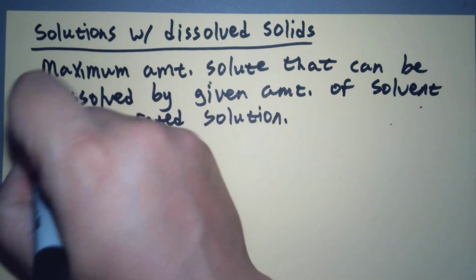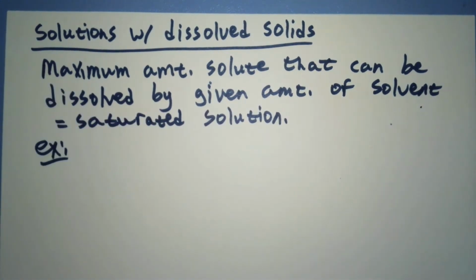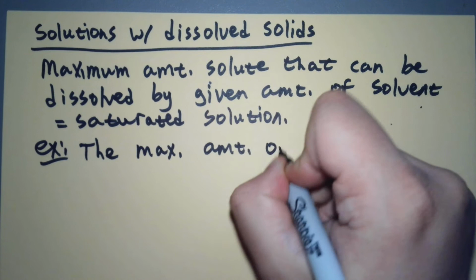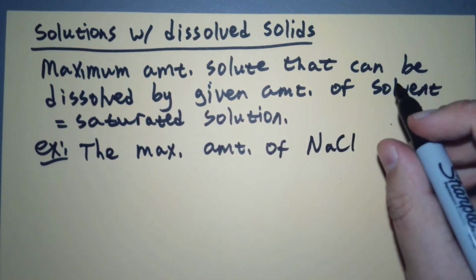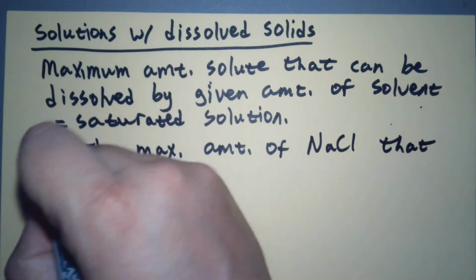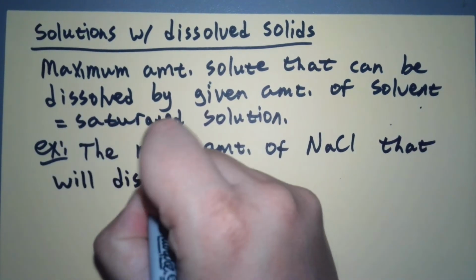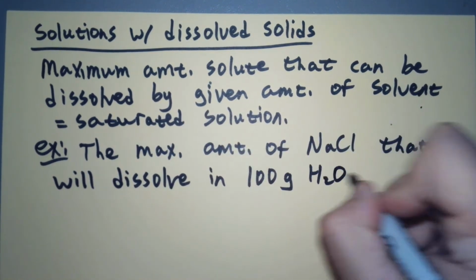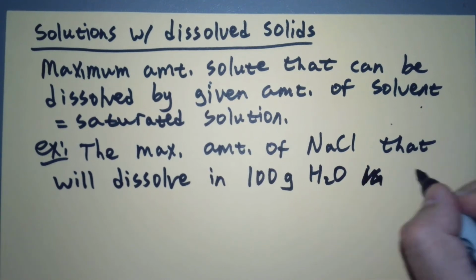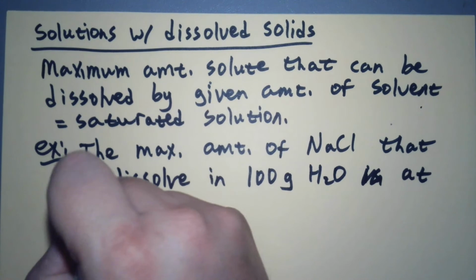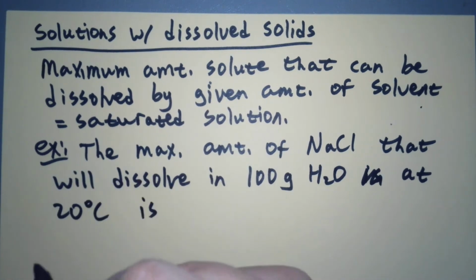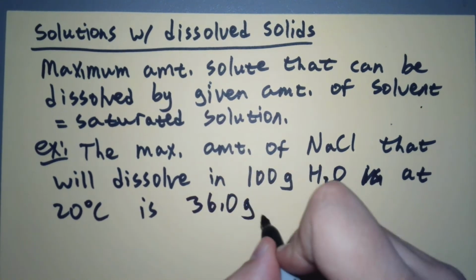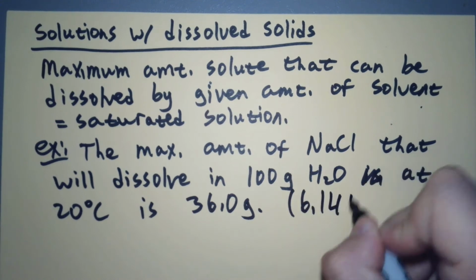So, for example, the maximum amount of sodium chloride that will dissolve in 100 grams of H2O, I'm going to put a temperature on here, 20 degrees Celsius, is 36.0 grams, or 6.14 molar.